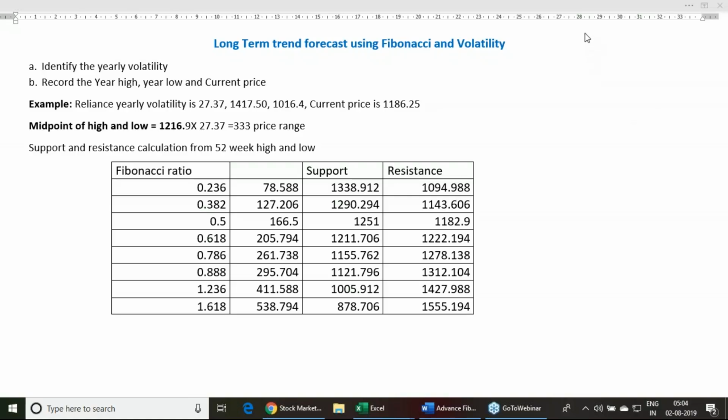In this presentation, I am going to describe how you can do a long-term trend forecast using the Fibonacci ratios and the volatility. Here you require data like yearly volatility, the yearly high or 52-week high and low, and the current price, at what price you are trading now. The current price is optional. If you do not take this value, you can still experience this method.